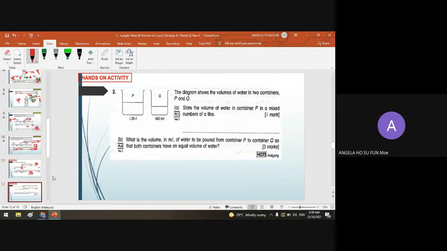All right, we start the second question here. Look at this question. This diagram shows the volume of water in 2 containers here. This is the volume of water in P, and the volume of water in Q. A, state the volume of water in container P in a mixed number of a liter. You see here, this is a decimal number in liter. They want you to write your answer as a mixed number. That means change 1.25 liter into a mixed number. Anyone can tell me your answer?